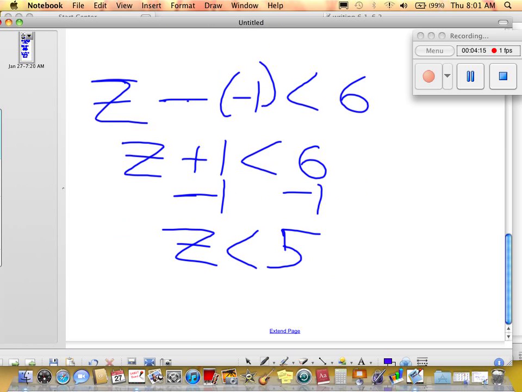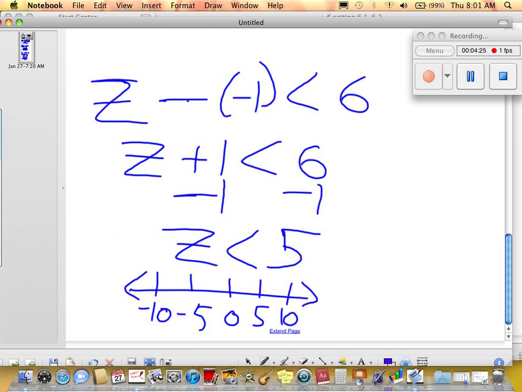I've got my scale already worked out for me. We've got negative 10, negative 5, 0, 5, and 10. I'm going to put an open circle over 5. And it's talking about z is less than 5, so I point towards the numbers to the left, because those are less. Any questions about number 10? Okay, let's turn it over and look at number 11.